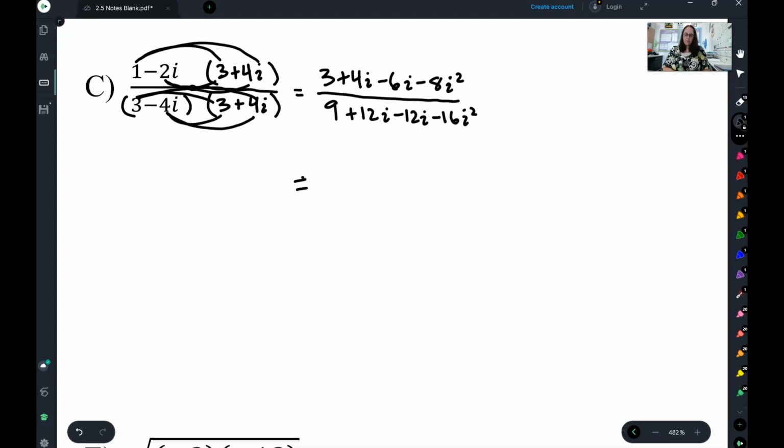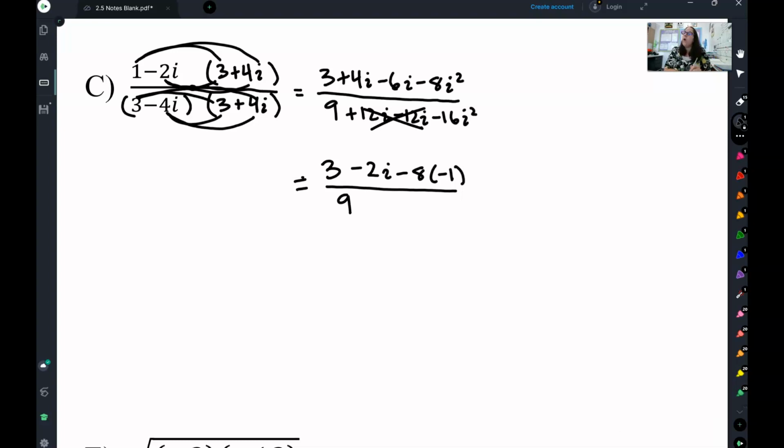So if I go to simplify this, my 4i minus 6i is negative 2i. My i squared becomes a negative 1. Notice on the bottom, your middle two terms cancel, and that will always happen with a conjugate. With a conjugate, your middle term goes away because of that plus and minus. And then I have minus 16 times i squared, which turns into a negative 1.